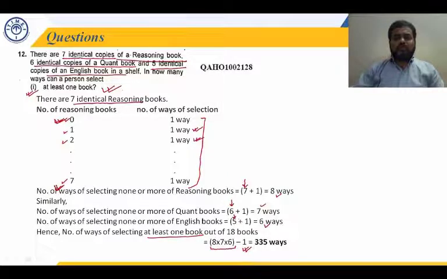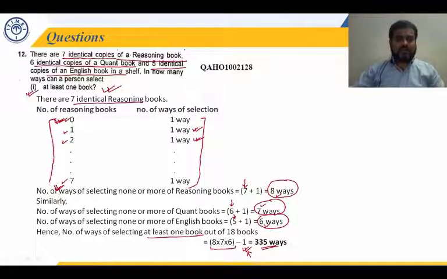So this one way has to be subtracted because we have to select at least one book. The total number of ways of selecting 0 or more books will be 8 into 7 into 6. But we have to select at least one book, so we subtract: 8 into 7 into 6 minus 1. This 1 is the number of ways where we are not selecting any of the books. So there are 335 ways. Fine. I hope the distinction is clear. When the books are identical, what do we have to do as compared to when the books were different?